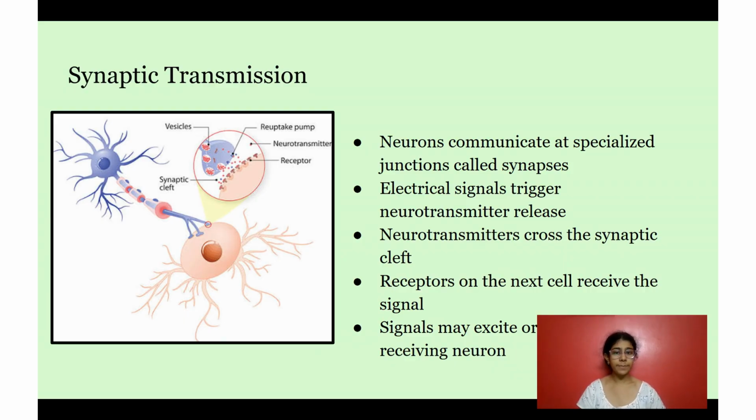Based on the neurotransmitter, the signals may either excite or inhibit the receiving neuron. Now, if it's exciting the neuron, that means the electrical signal is traveling from one neuron to the next and then one after that. However, if it inhibits the receiving neuron, then it goes from one neuron to the next and then does not further travel to another one after it.